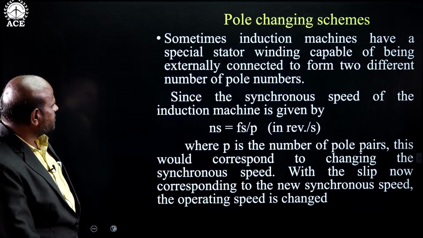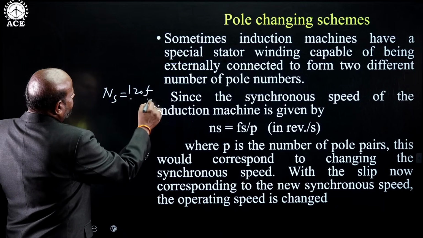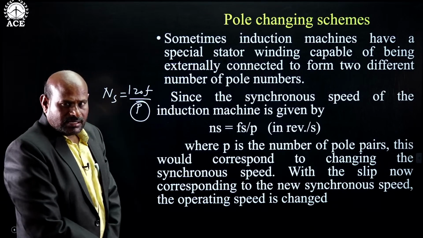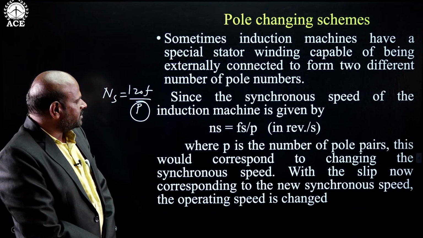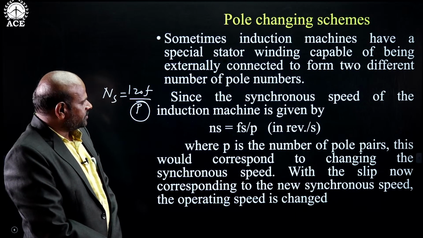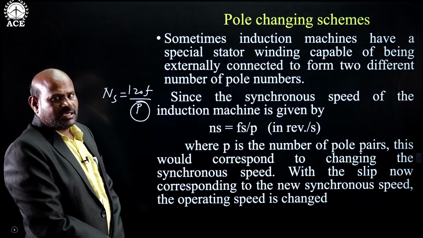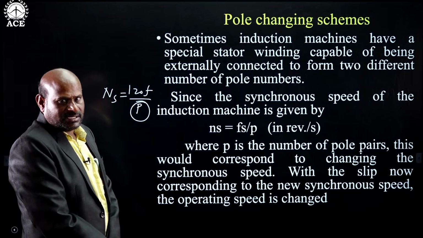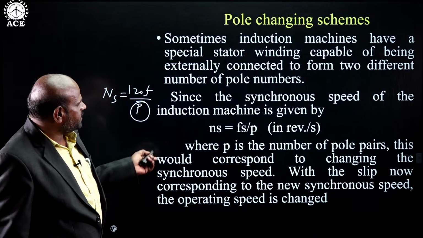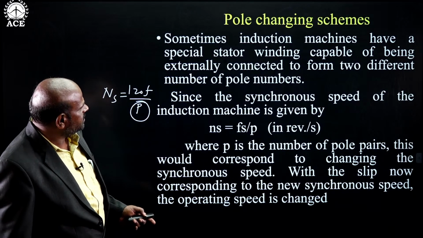Then pole changing schemes. So we know that Ns is equal to 120 f by P, so speed changes by changing the number of poles. But physically there will not be any poles in the induction motor. It is based upon the windings that we have designed in the stator and rotor. So if the stator is designed in a certain manner, the same number of poles formed in the stator will be formed in the rotor also. So based upon the winding design, the number of poles will depend.